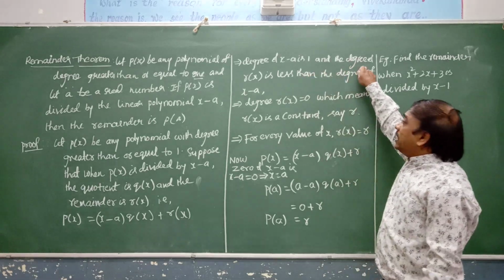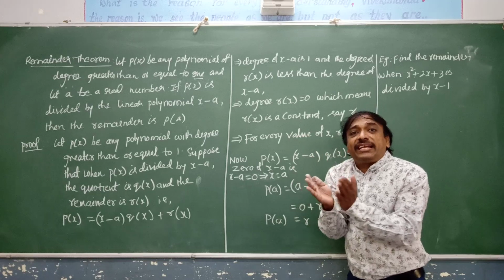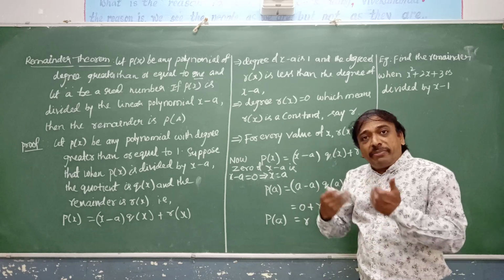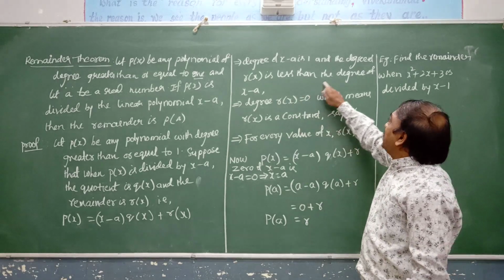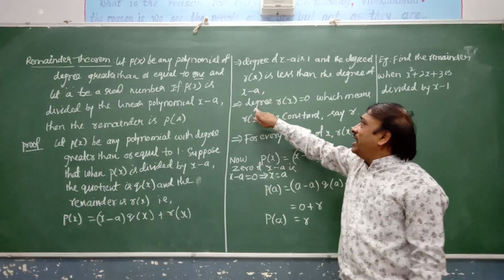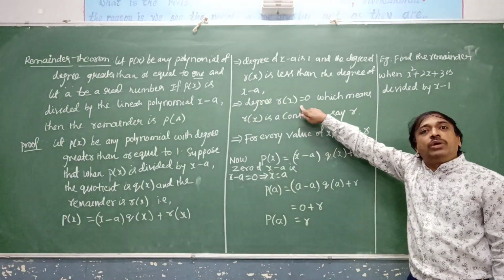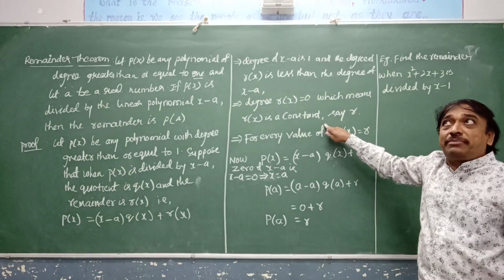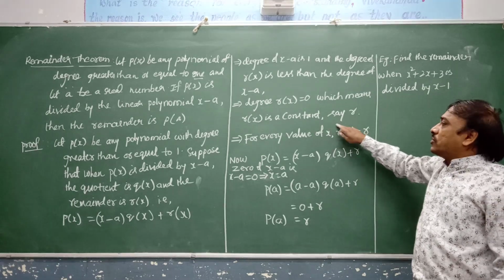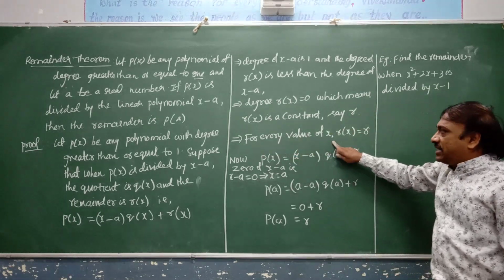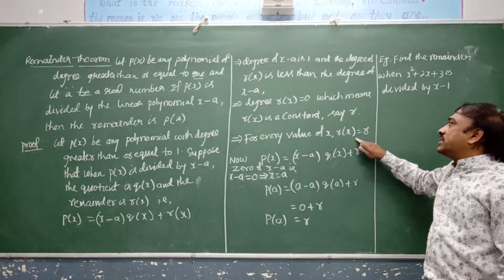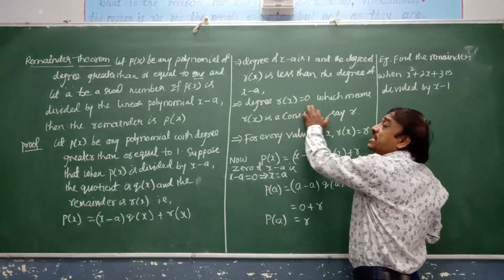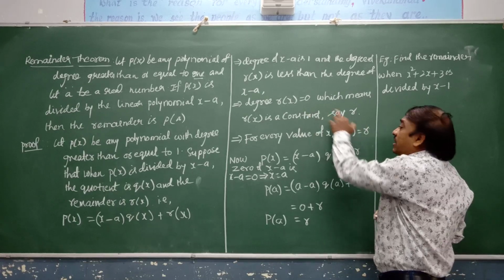Now the degree of r of x must be less than the degree of the divisor x minus a, or it may be equal to 0. Sometimes r of x is a constant. So for every value of x, r of x is equal to r. When will that be? When the degree of r of x is 0, so that the remainder is a constant.